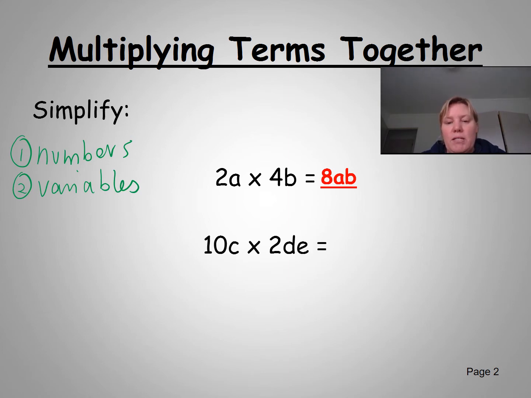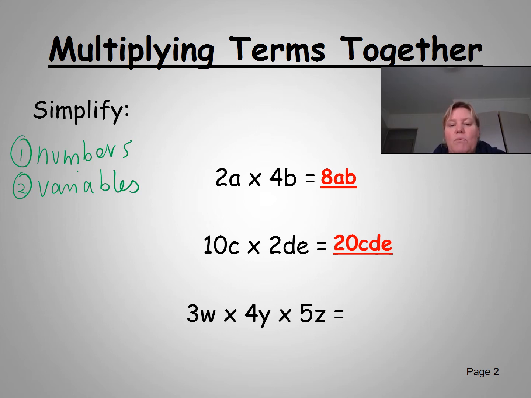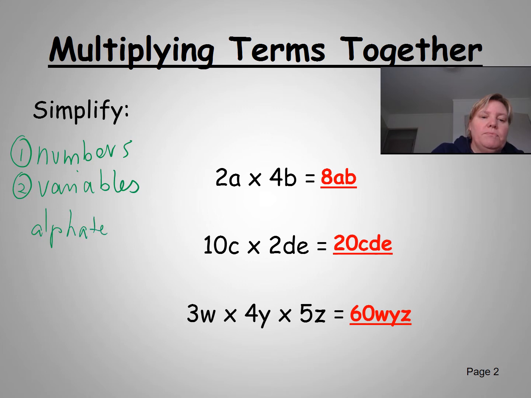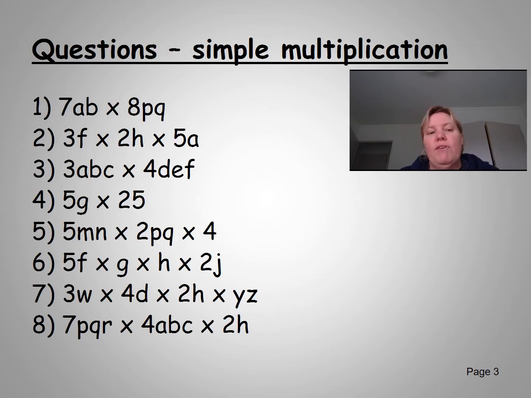Let's have a look at the second one. So numbers first, 10 times 2 is 20, and then CDE. We also go alphabetical order in case you're wondering. Great. And this one here, 3 fours are 12, times 5 is 60, and then it will be WYZ, which is in alphabetical order. So this one we need to know that it's alphabetical. Sorry, can't spell today. Alphabetical order. Good-o.